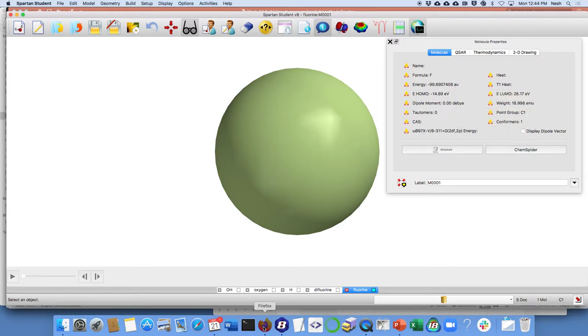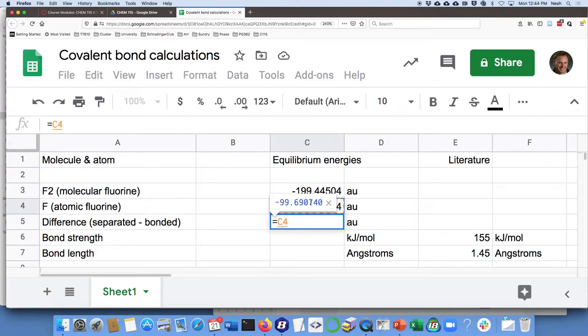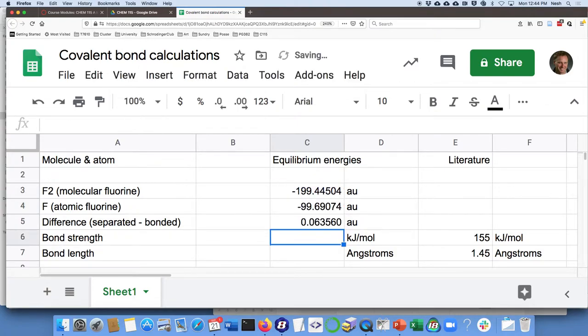Now, it's really handy to put this into a table. So I've already set this up here. There's the F2, and there's the F, and those are the numbers that I just got. Now, for the difference between them, remember I've got to have the energy of two fluorine atoms minus the energy of one fluorine molecule. So I'm going to say that's equal to that energy times 2, because remember there's two fluorine atoms, minus that energy. And so there we have the result.